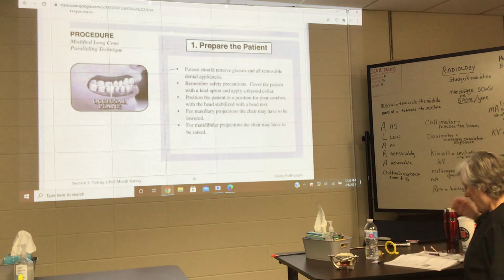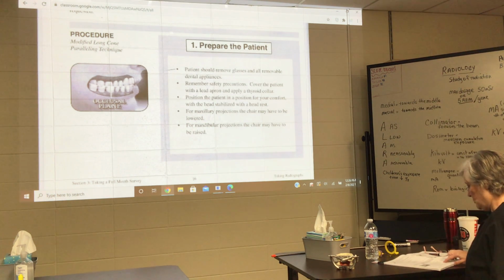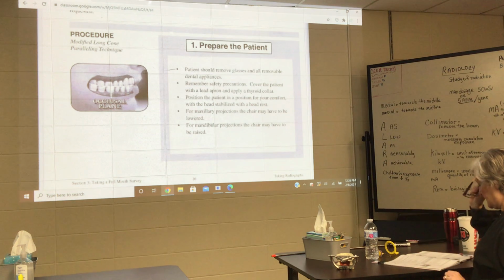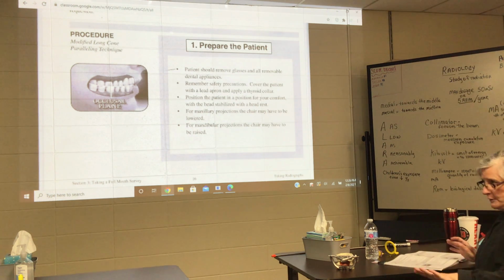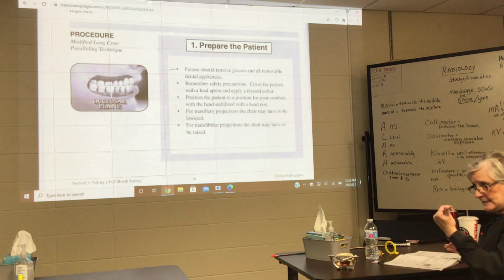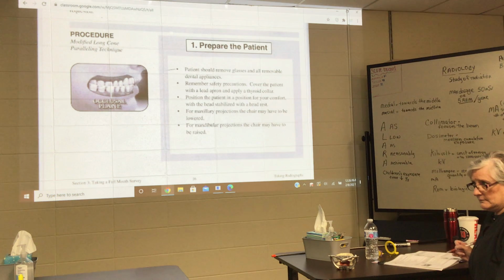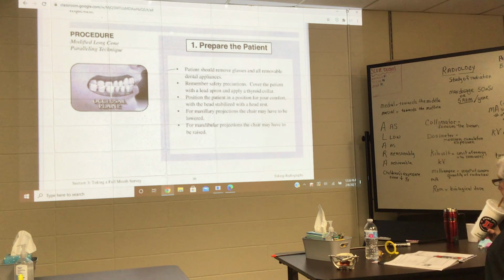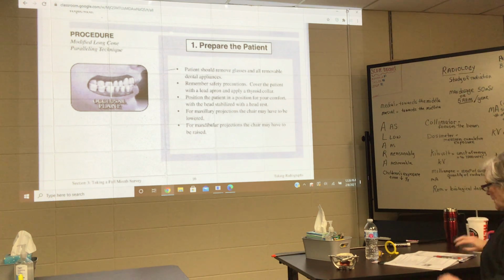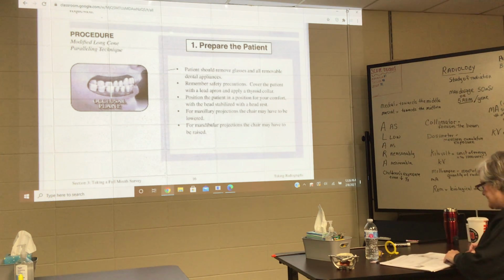For maxillary projections, and you might want to star this question, the chair may have to be lowered a little bit so that you can see adequately in the maxillary arch. And the same for mandibular projections, you may have to raise the chair just a little bit. I remember seeing something like that on the test.